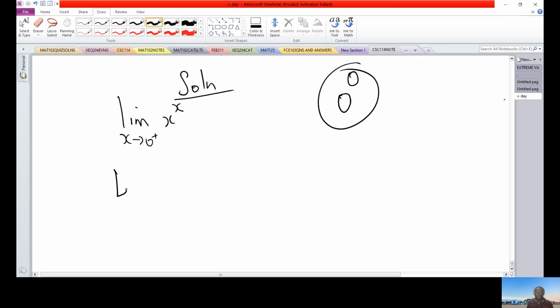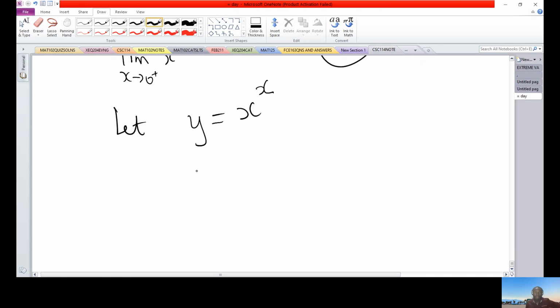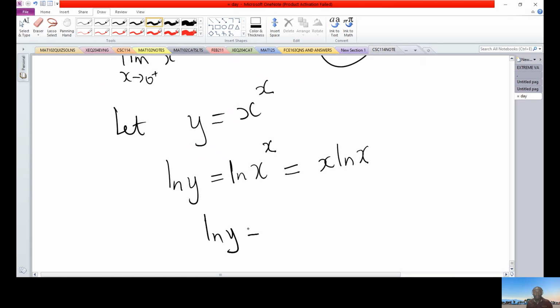So what we do now, we say let y be x raised to the power x. And then you remember that you can always introduce ln and write this in a different form. So ln of y equals ln of x raised to the power x. And then using laws of logarithms, this is the same thing as x ln of x. So we have ln of y equals x ln of x.